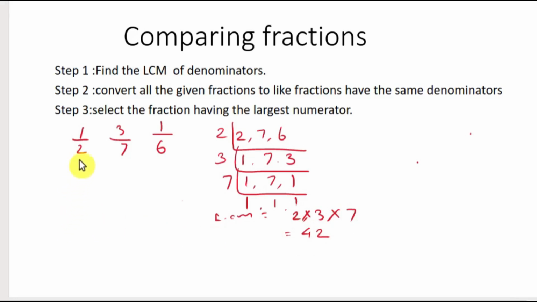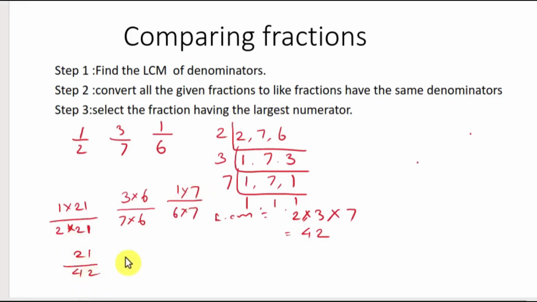Here, we have to convert the denominators into 42. 2, 21 times makes 42. So, when we multiply the denominator by 21, we have to multiply the numerator also. Next, 7, 6 times is 42, so 3 also we have to multiply by 6. 6, 7 times is 42, so 1 into 7. So, 21 by 42, 18 by 42, 7 by 42.